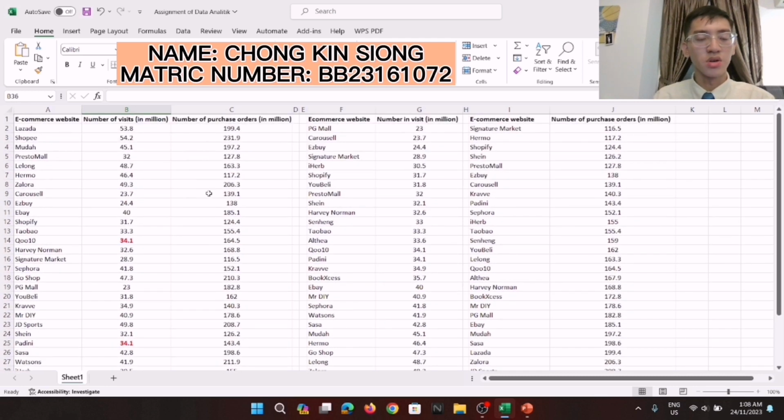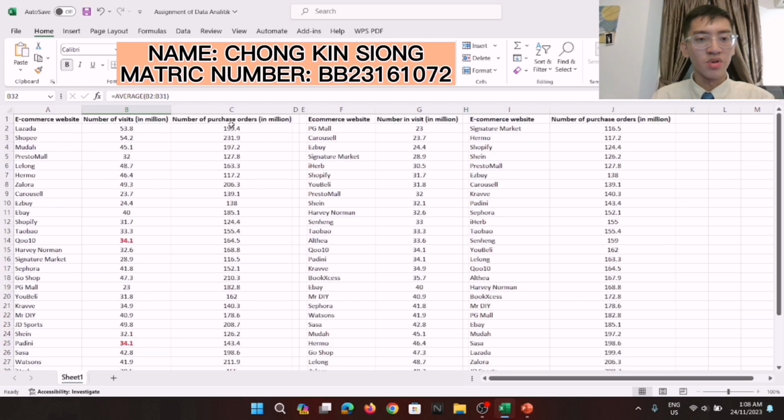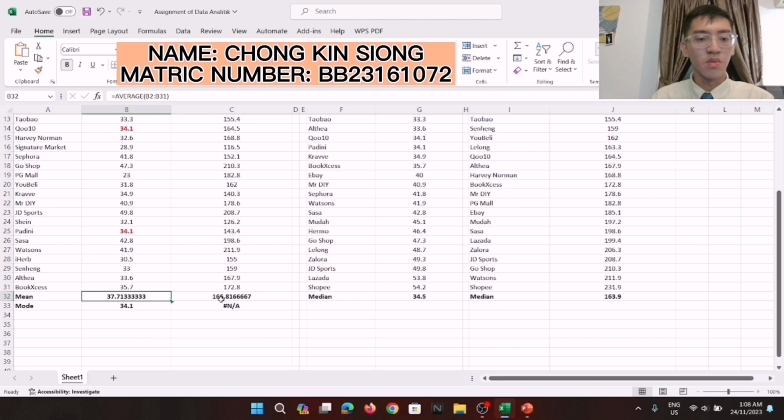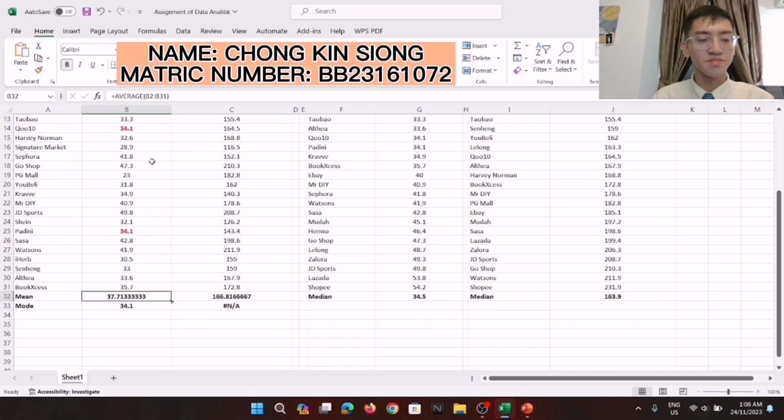So after we calculated the mean with the formula of mean for the number of visits in million and the number of purchase orders in million, we found that for the number of visits in million, the mean is 37.71333333, while for the number of purchase orders in million, the mean is 166.81666667, which is larger than the number of visits in million.